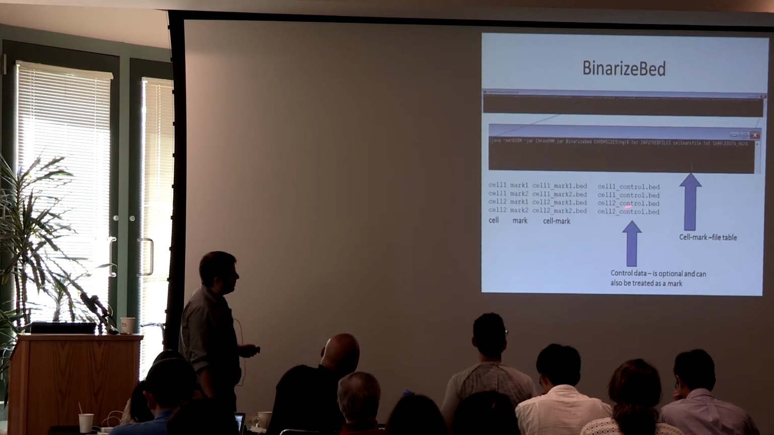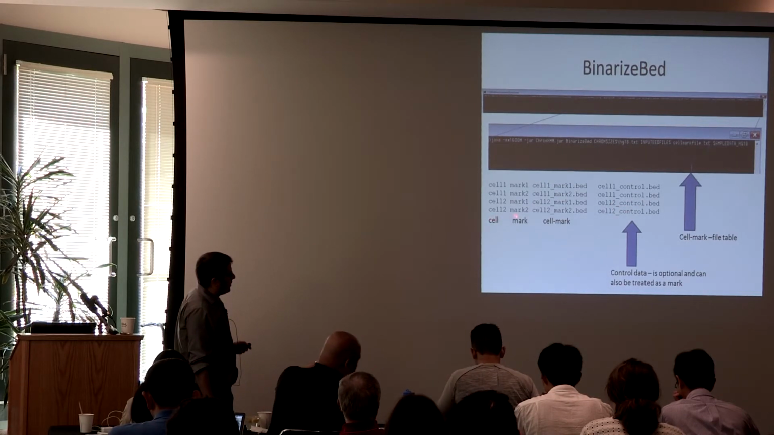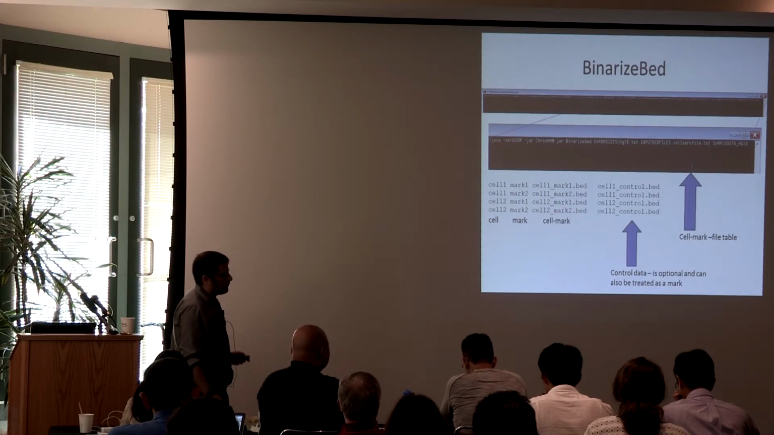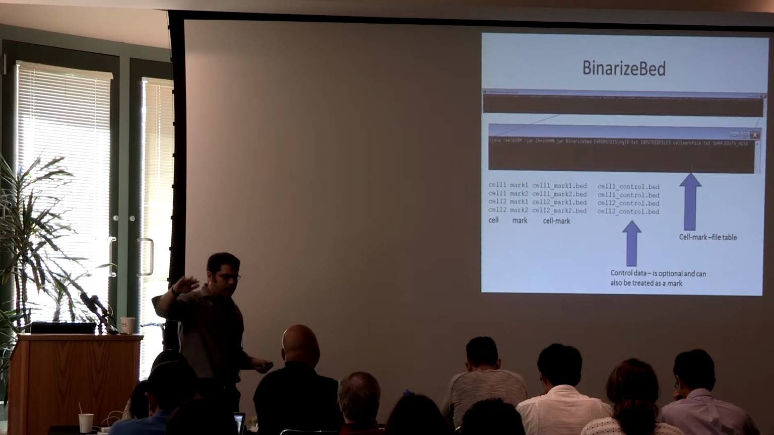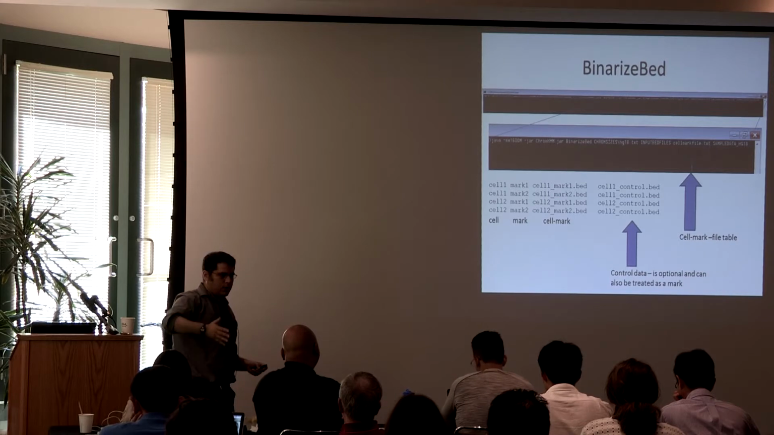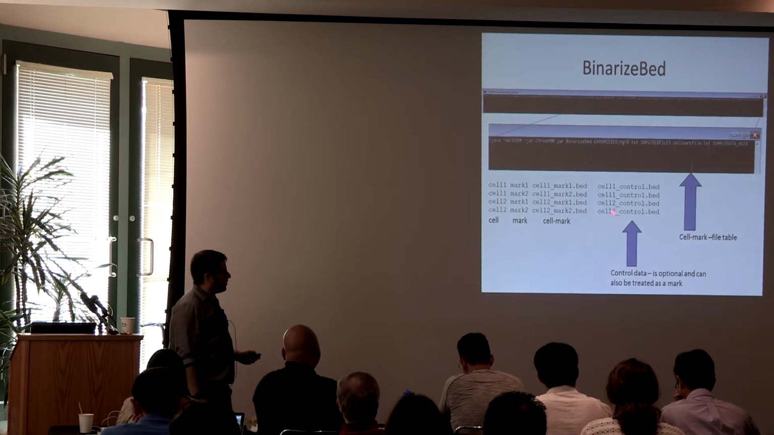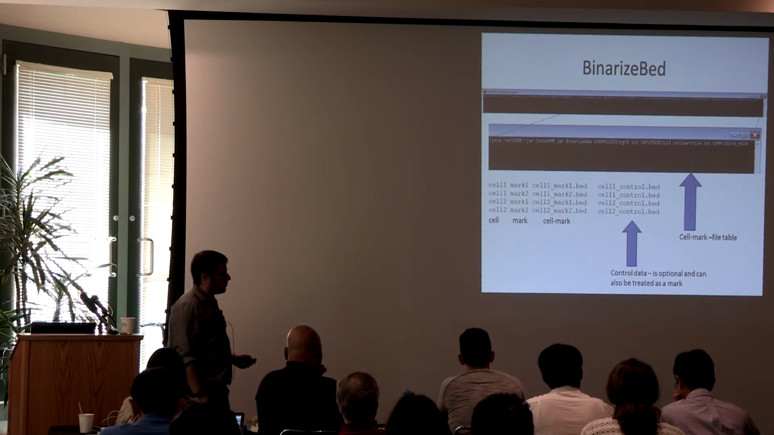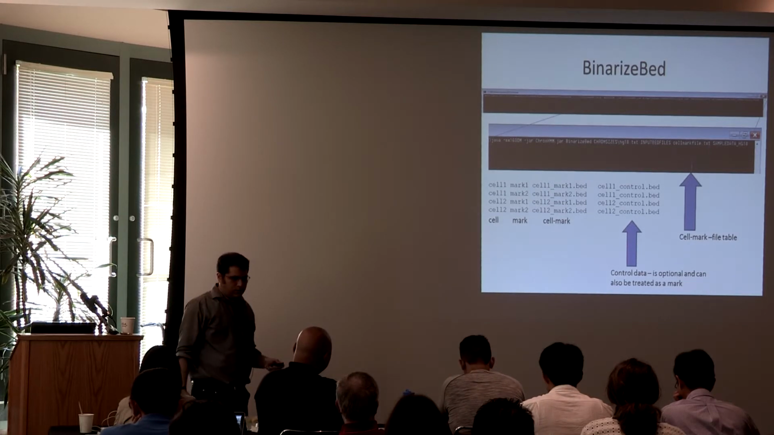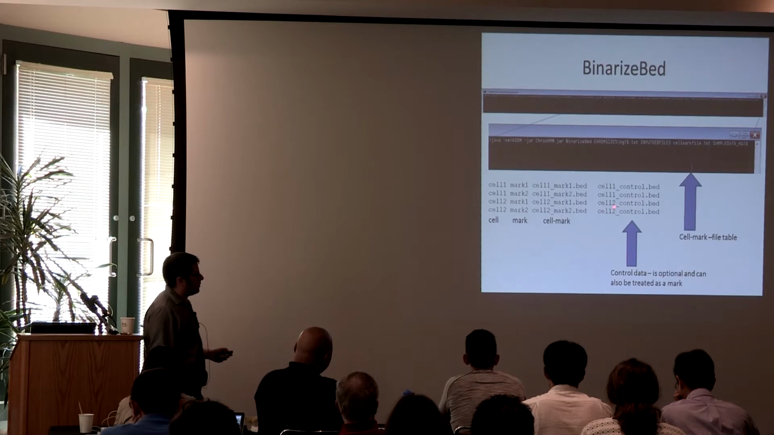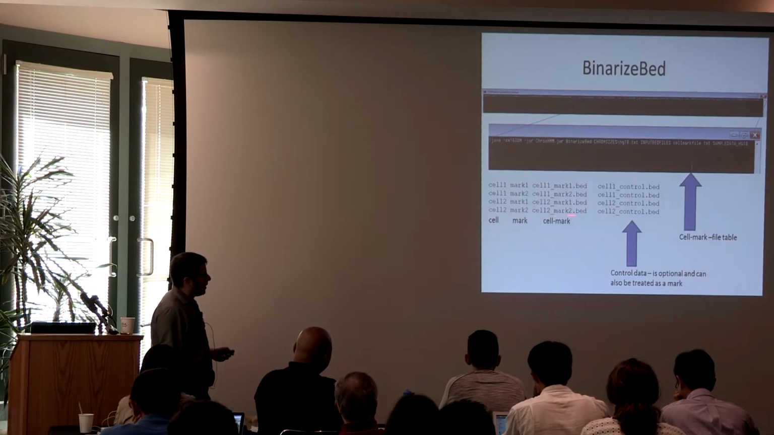Another thing to note with the control is you could also treat it as a mark. Sometimes we do that. If the data tends to be relatively flat, but the input is only peaking at certain artifactual regions, we tend to put the control as a mark. If we're seeing that the control tends to peak in lots of places, at lots of promoters, it's better to binarize relative to that control file and put it in the fourth column.